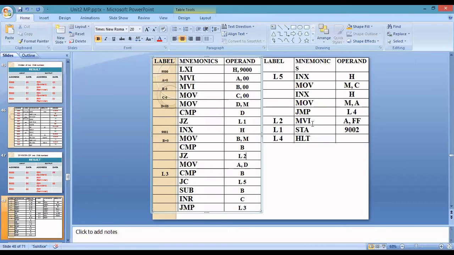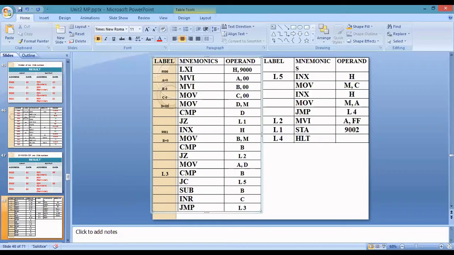What is the instruction? MVI A comma FF. The A value becomes FF, and that value will be stored in the memory address 9002. So 9002 holds infinity. FF means infinity. So if the first number is a non-zero number and the second number is a zero, your answer will be infinity.